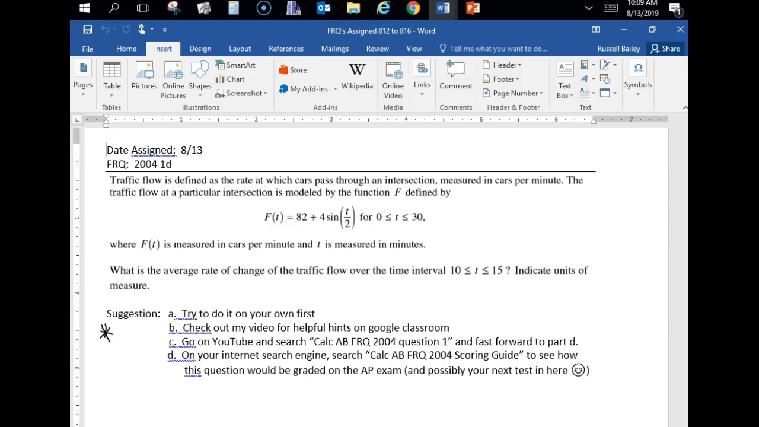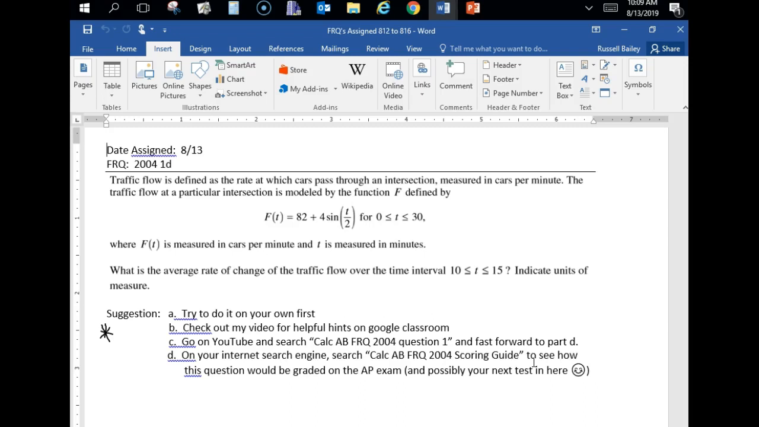So that's my suggestion. Try it on your own. Check out the video for helpful hints. Then go on YouTube. Then see how it's graded. Could you just jump to step C and look it up on YouTube and write down the answer and be done in 5 minutes? Yes, you could. I would never know the difference, but that's okay. You're not trying to impress me. You're trying to pass your AP test. So if you do that, you'll probably be hurting yourself, just so you know, because you really need to know how to think through these problems.